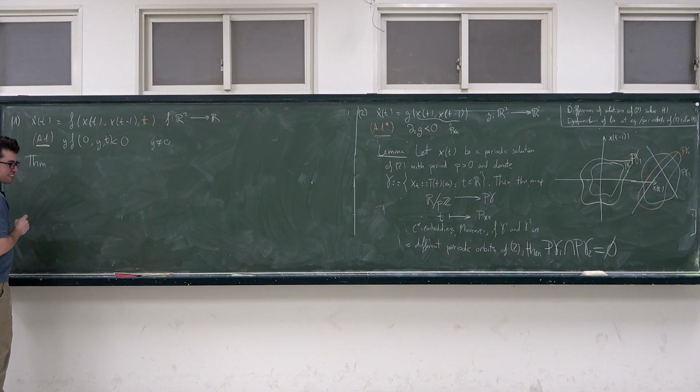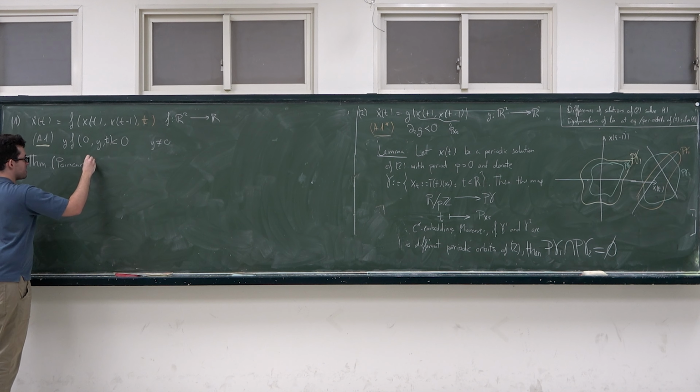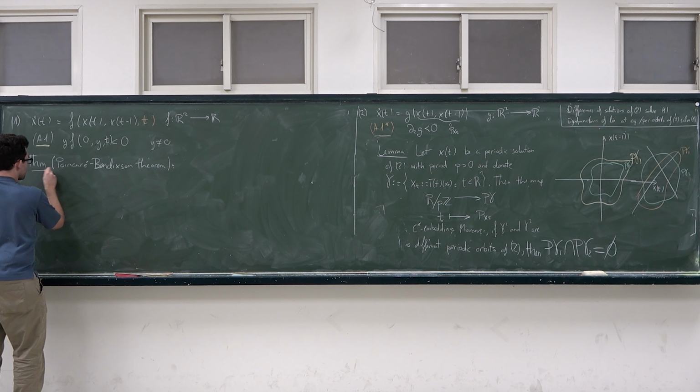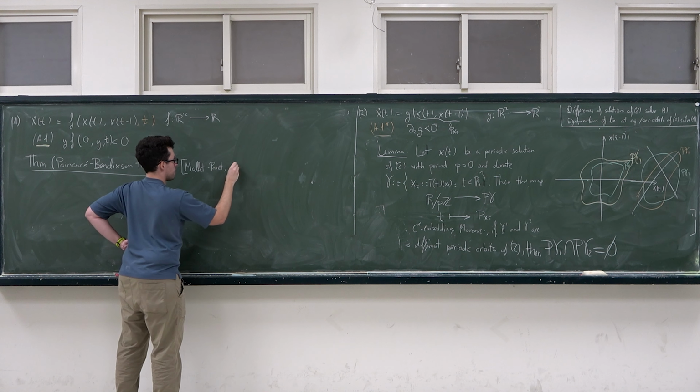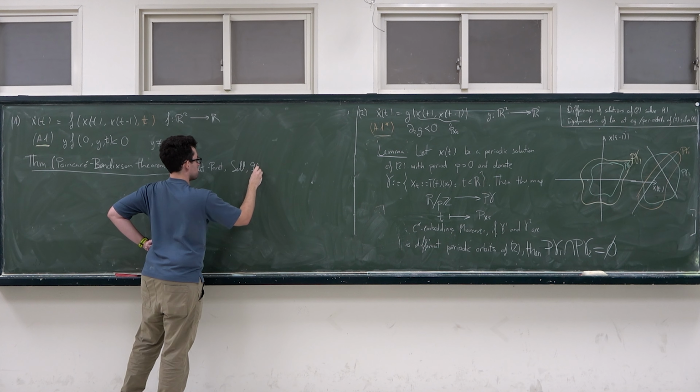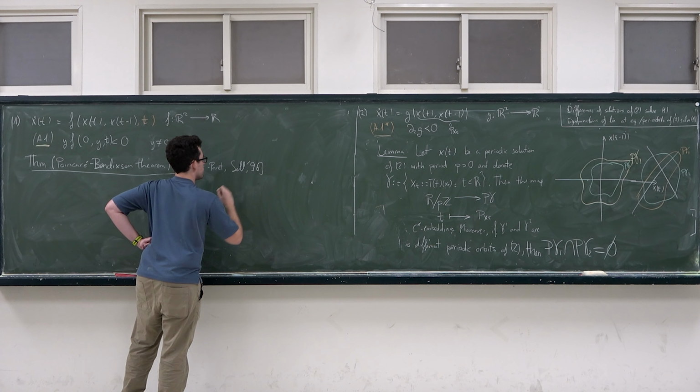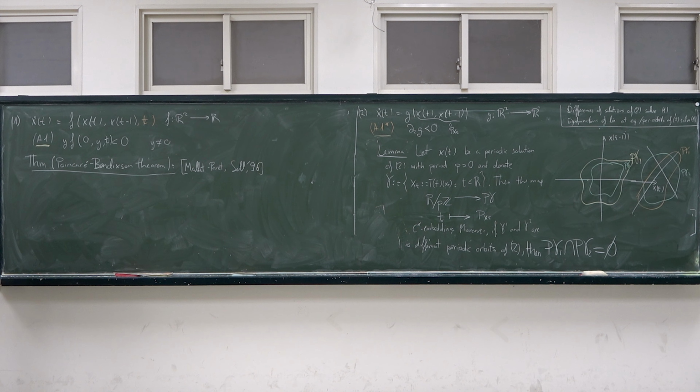So there is a more general theorem, and it's not mine, and it's a Poincaré-Bendixson theorem, but it was not written by Poincaré and Bendixson. Okay, let me call it the Poincaré-Bendixson theorem. And this goes back to John Mallet-Paret and George Sell, '96, I think I told you before, right? Very new. I was already born, so it's new.